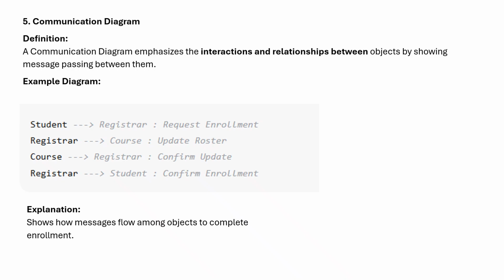Now the second one: the course is going to send a message to the registrar, which says confirmation update, and then again the registrar is going to send a message, confirm enrollment. This is the message sent to the student. So this is mainly the interactions between the objects here.